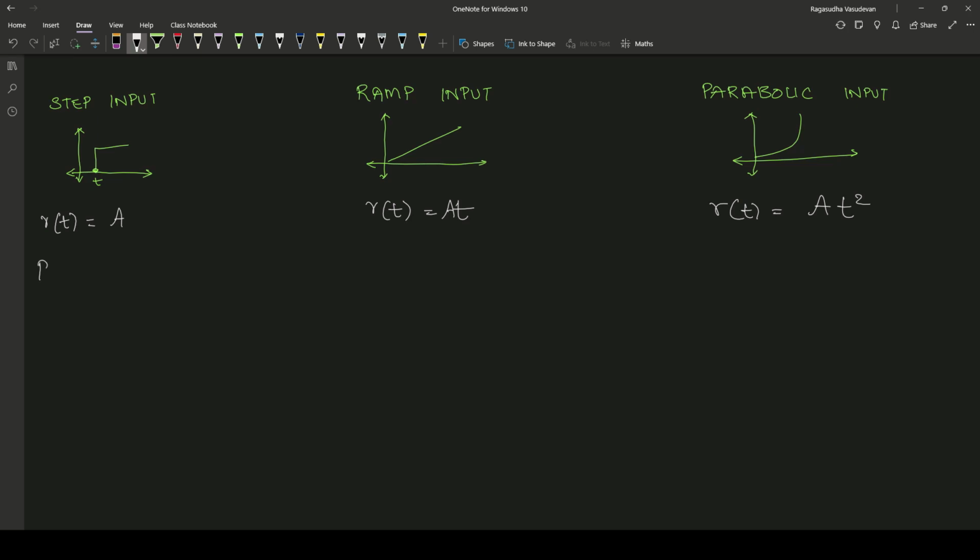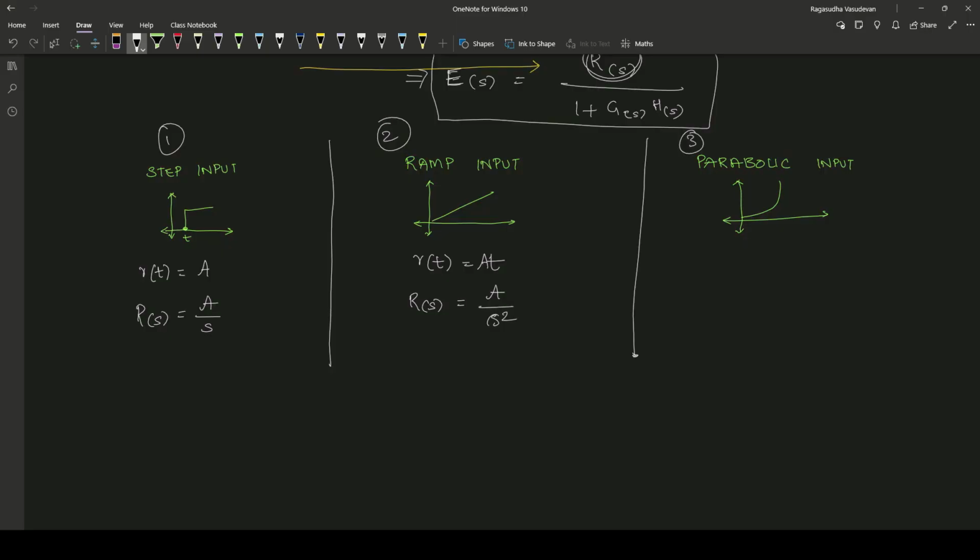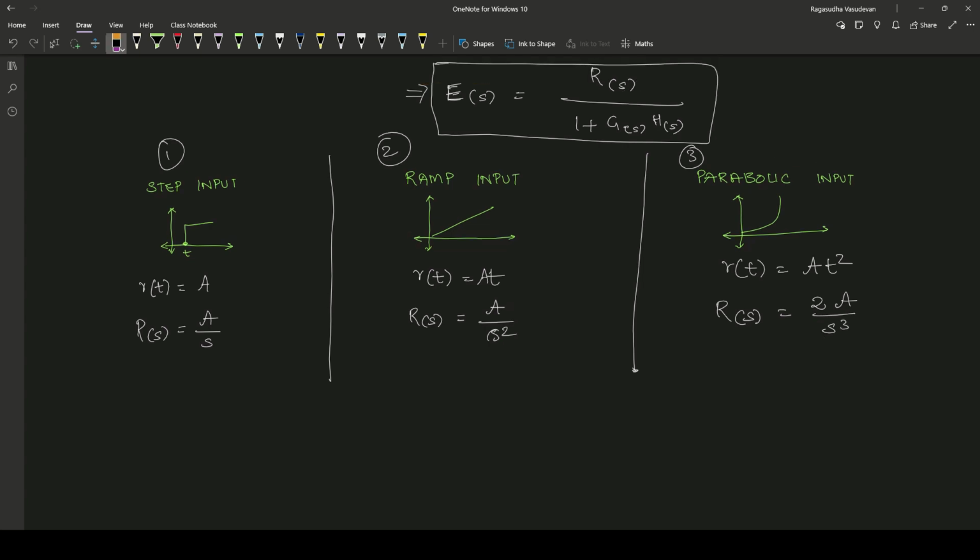Okay. So we have to find out R(s), which is the Laplace transform. This is A/s, and for ramp input it is A/s squared. For parabolic input 2A/s cubed. Okay. So this is the value of the input in Laplace domain when we have step, ramp and parabolic inputs.